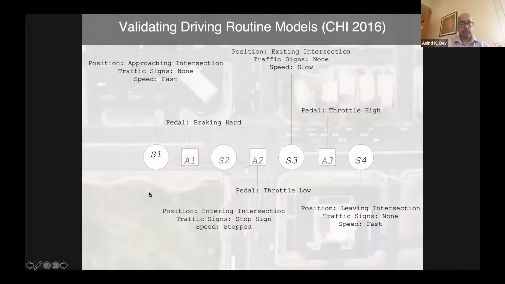So just as a quick example, you can see someone's in a state, this is very simple, they're approaching an intersection. The action is that they brake hard because somebody's in front of them. Then they enter the intersection, they start a little bit of gas, they start to exit the intersection, and then they push harder on the gas to exit the intersection. So that's a fairly simple one where someone's just moving straight through an intersection.